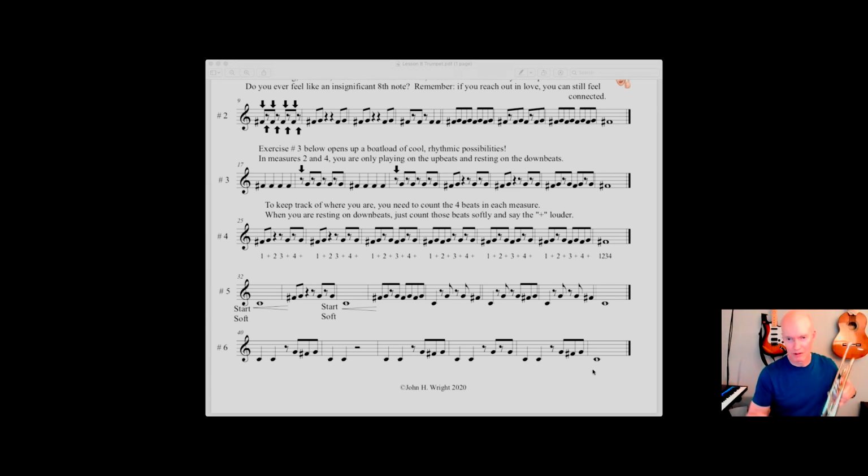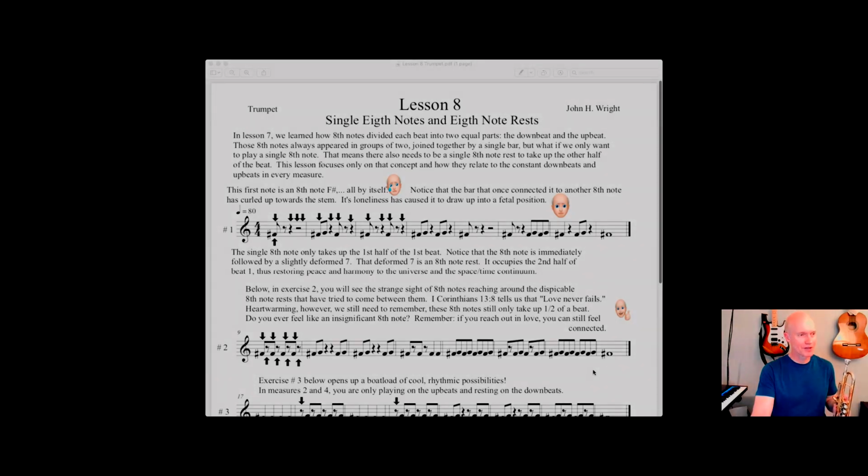All right, so that should get you going on lesson 8 for the trumpet.